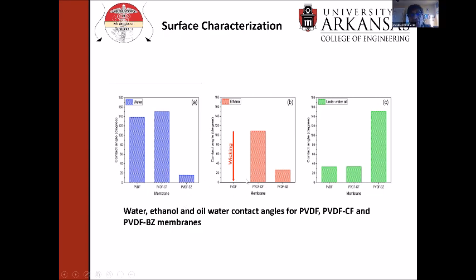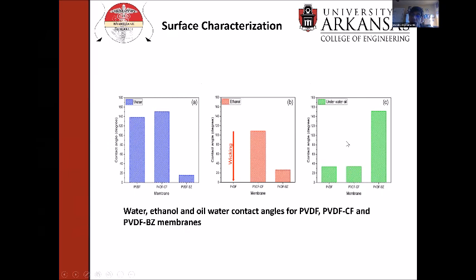If we look at the ethanol contact angle, for PVDF, ethanol actually wicks and passes through the membrane. The PVDF-CF membrane has a low surface energy and a relatively high contact angle for ethanol, but the PVDF-BZ membrane, where we look at the hydrophilic surface, actually has a very low contact angle, which you would expect.